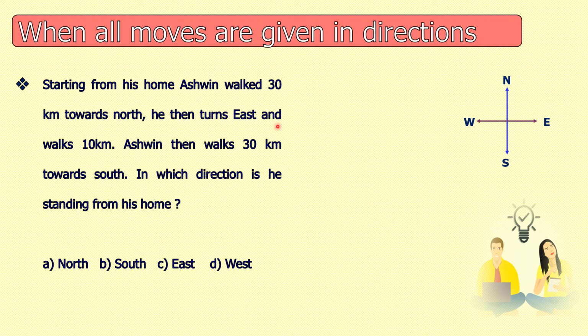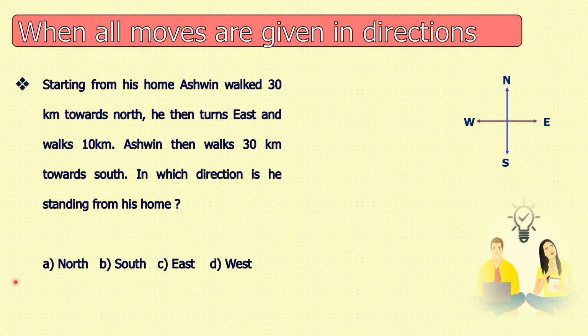Only one thing we need to keep in mind, that when we are drawing distances, we should draw them in proportion. That is, when I am drawing 10 and 30, 10 should be almost 1/3 of 30. Almost. We are not going to measure it and draw, but approximately. Okay, let's start with the question.